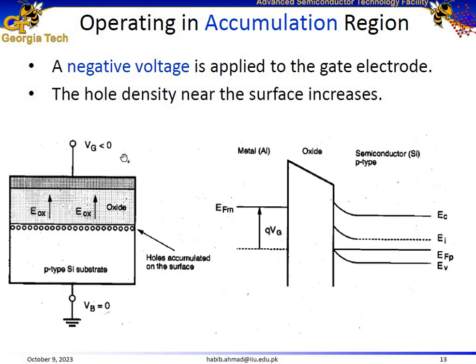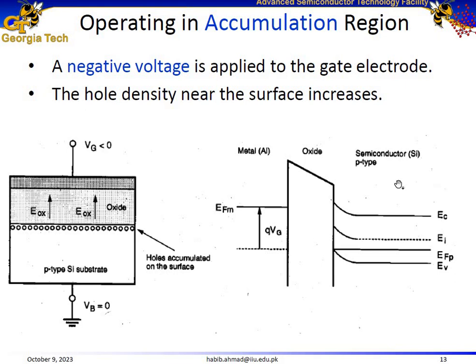We can also see the effect of this small negative voltage on the energy band diagram. We discussed in the previous lecture that when we apply a small negative voltage to this part, it means relatively we are applying a small positive voltage to the semiconductor side.